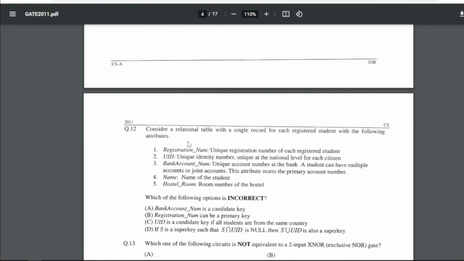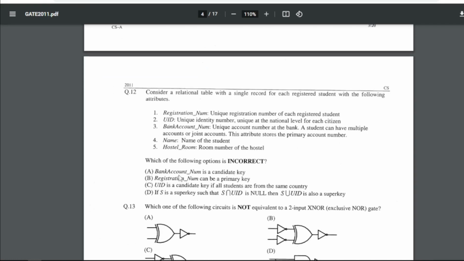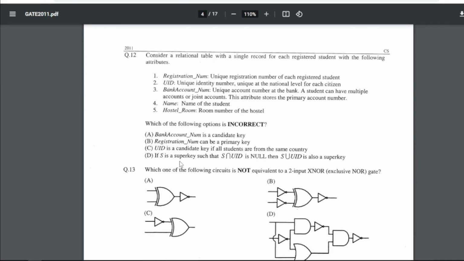Now 12 is, consider a relational table with a single record for each registered student with the following attributes, right? Registration, UID, bank account number, name, hostel room. Now which one of the following is incorrect? For question number 12 our answer will be A, that is bank account number is a candidate key.